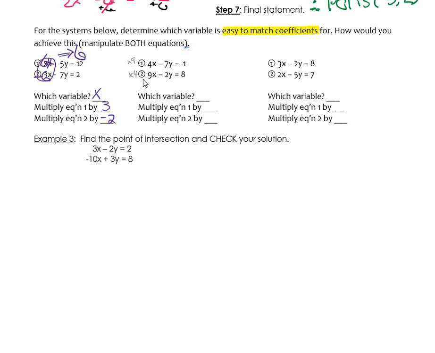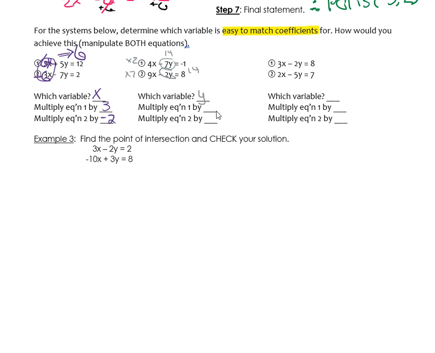What if we chose to match the y's? We'd have to multiply the top row by a 2 to turn this into a 14, and we'd have to multiply this by a 7 to turn that into a 14. So I think maybe making the y's match is easier because I'm multiplying by 2 and 7 instead of 9 and 4, but it doesn't matter. In both cases, I have two positives with the x's, so I would have had to multiply by a negative, and here I have both negatives, so I would have to make one multiply by a negative as well. So let's make the y's match.